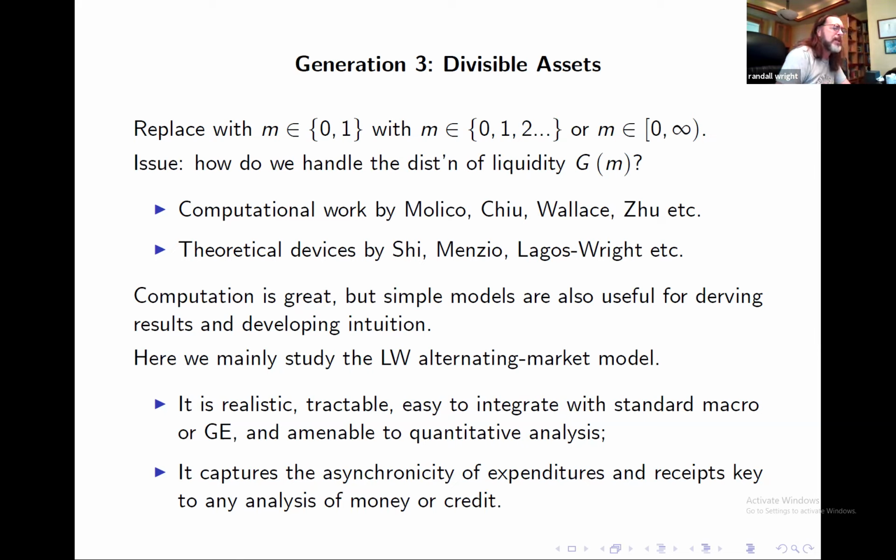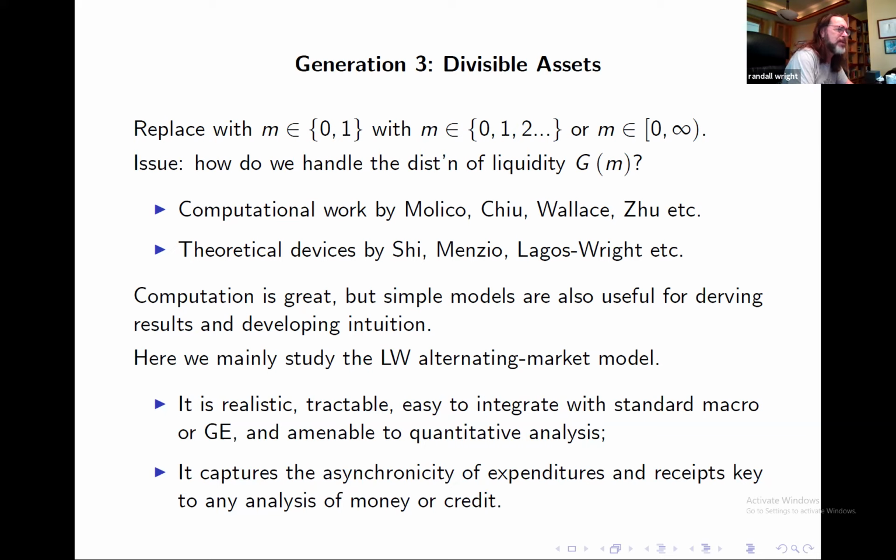So we're going to talk mainly about, of these different classes of models, the one that Lagos and I developed. And it's nice because I think it's realistic, tractable, and easy to integrate with standard macro or GE, whereas pure search models are not. So even the basic Pissarides model of the labor market, it's pretty hard to put that in general equilibrium. Although the same tricks, or let me call them devices, I'll show you today, can be used for that purpose. And I'll talk more about these attributes or assets that this approach has in a few minutes.